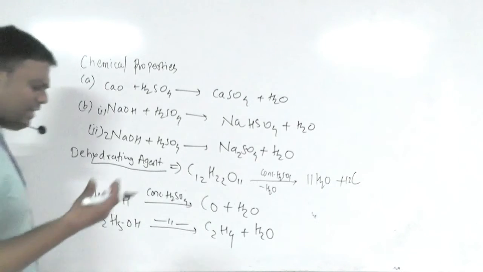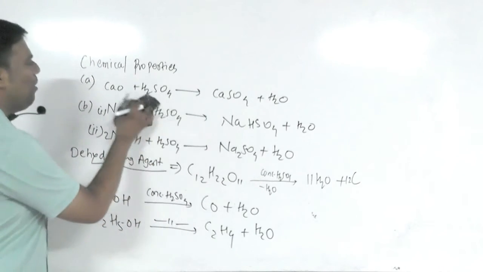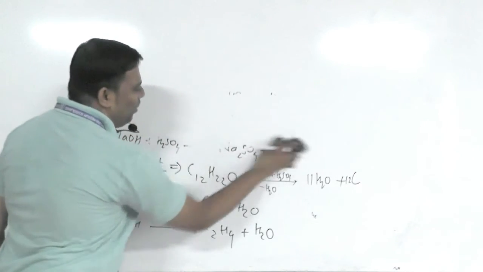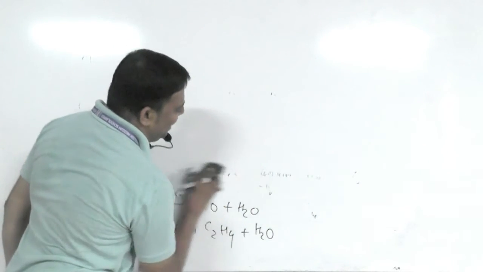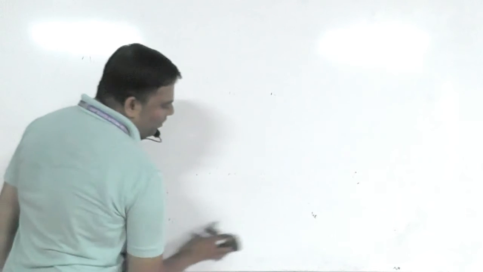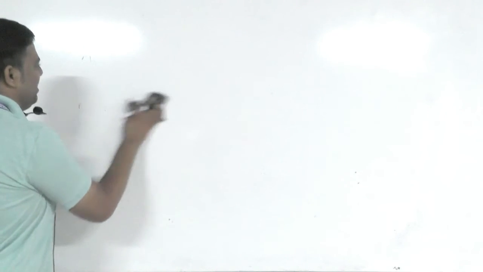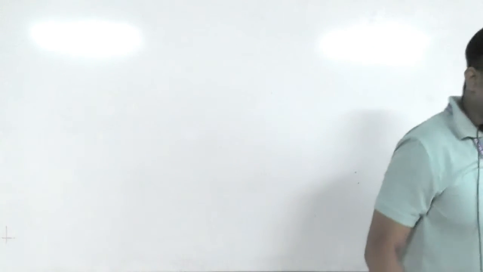And as you know, blue copper sulfate, when you pass concentrated H2SO4, is converted into a white color. As you know, the formula of copper sulfate is CuSO4·5H2O. Here also the role of H2SO4 is the same, that is, the dehydrating agent.